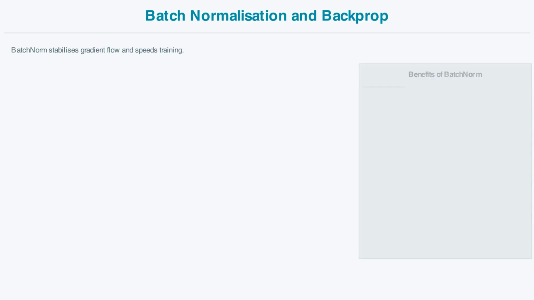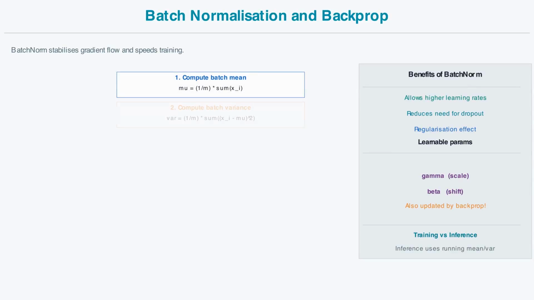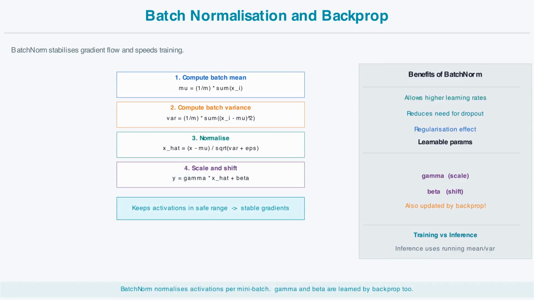Batch normalization is one of the most impactful techniques in modern deep learning. After each layer, before the activation, we normalize the outputs to have mean 0 and variance 1 across the mini-batch. Then we apply learnable scale and shift parameters, gamma and beta. These parameters are also updated by backpropagation.